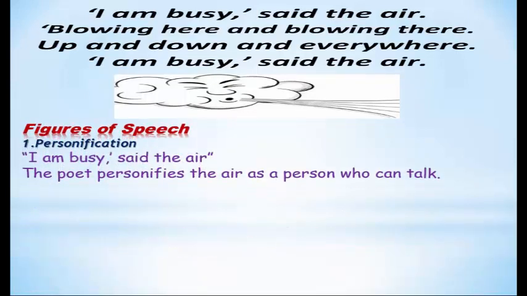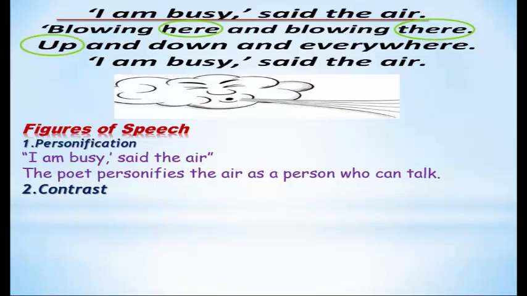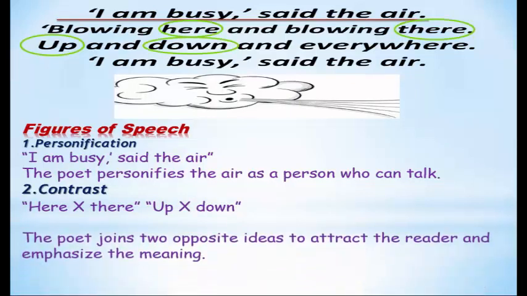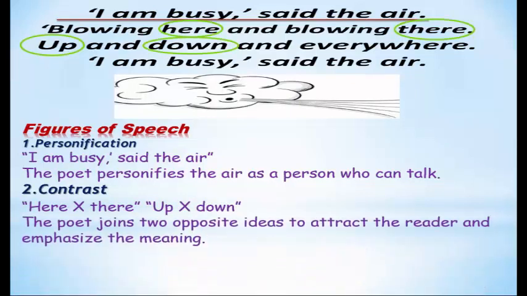As we see here, "I am busy, said the air," it's personification too. The poet personifies the air as a person who can talk and is always busy. We have contrast. I want you to pick it out. Yes, that's right, "here and there." We have another contrast, "up and down." The poet joins 2 opposite ideas to attract the reader and emphasize the meaning.